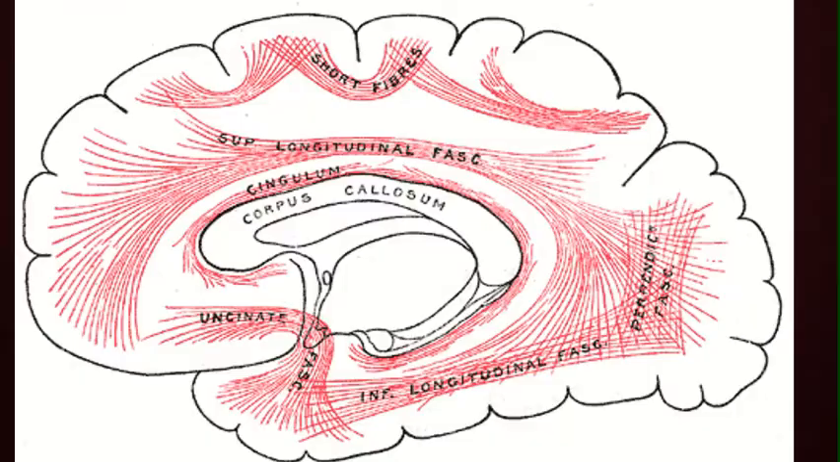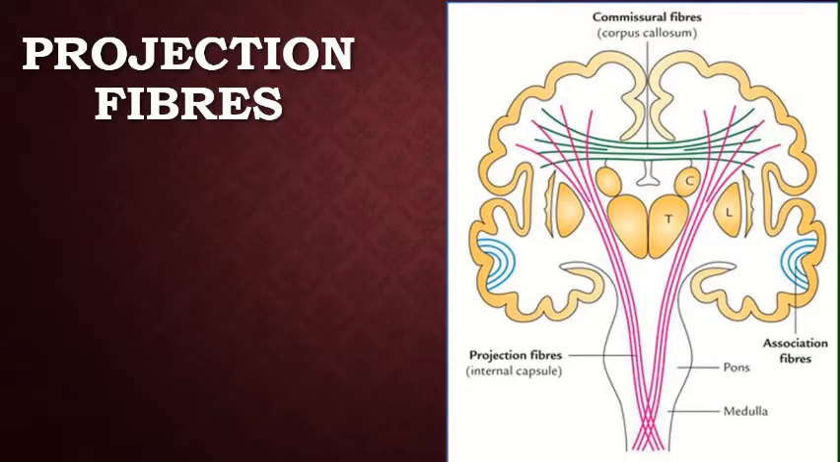Then moving to the next one, the projection fibers. Projection fibers connect the cerebral cortex with the subcortical gray matter of the basal ganglia, that is thalamus, then with the nuclei of the brain stem and the spinal cord. The projection fibers include both corticofugal and corticopetal fibers. Corticofugal and corticopetal fibers.